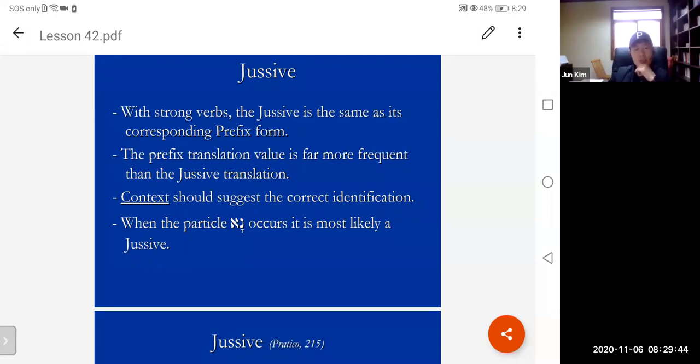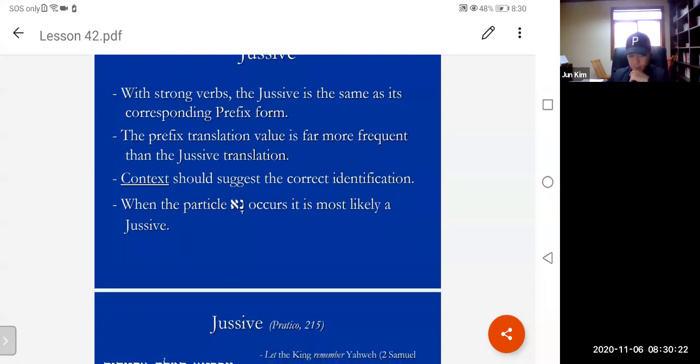As I already mentioned, the usage of a prefix form is far more frequent than the jussive. So without any concrete clue, you better stay with the possibility of a prefix form. But if you see a clear indicator of shortening in the case of third heh verbs, prefix form, third person, and at the same time the particle na, then you better think about the jussive possibility. Okay, move on.